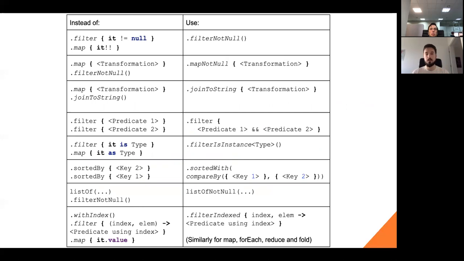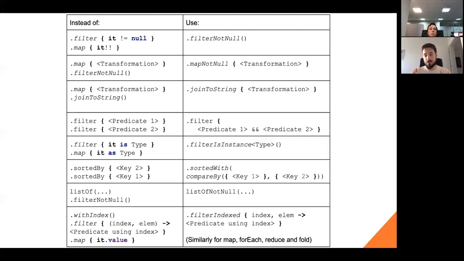So you also already know filterNotNull and mapNotNull. Also, instead of mapping and then joinToString, you can just joinToString with transformation. Instead of two filters, what many people do, I see it too often, you can just make one filter and use AND. Instead of filtering and mapping to an instance, you can use filterIsInstance.